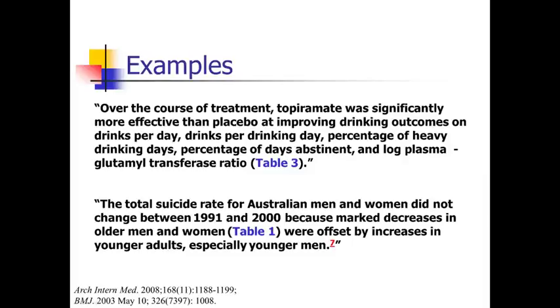So that's the way that the results section is supposed to read. Notice it's not going to be very lengthy. You want to keep it pretty succinct.